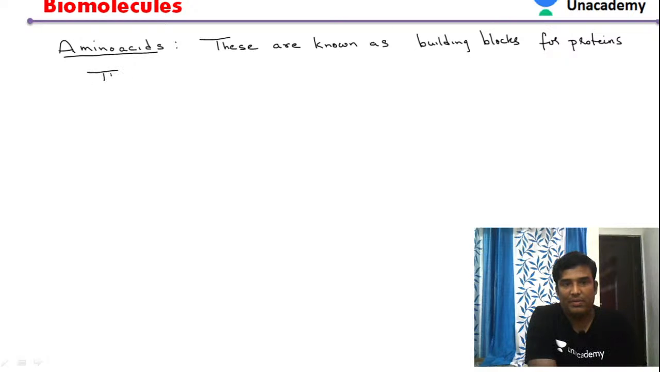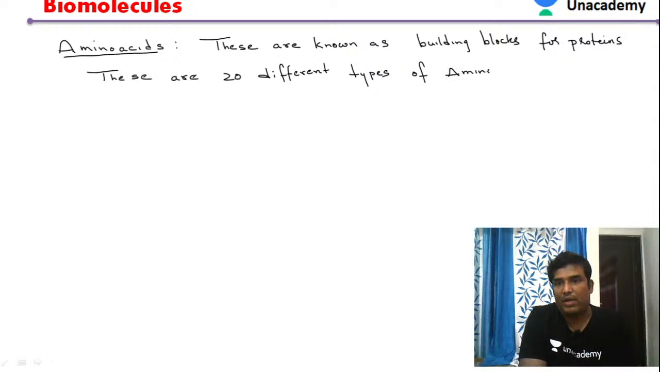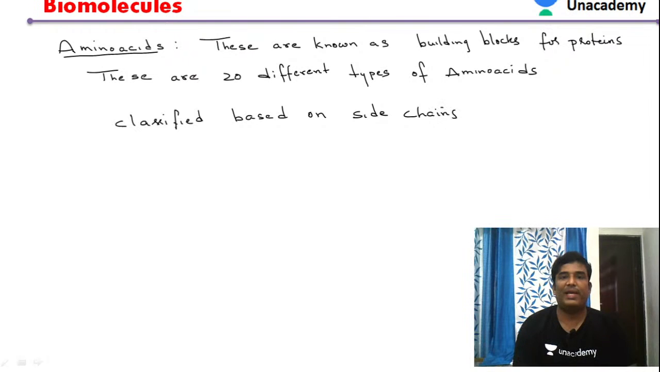There are 20 different types of amino acids present. These 20 amino acids are classified into different types, and they are classified based upon their side chain.